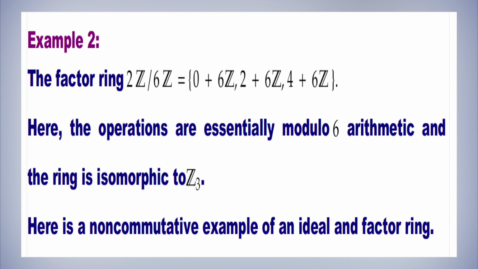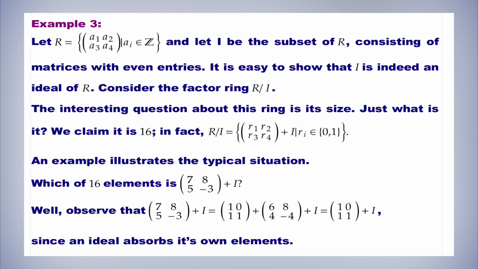Here is a non-commutative example of an ideal and factor ring. Example 3: let R be the set of all 2 by 2 matrices with entries a1, a2, a3, a4 such that ai belongs to Z, and let I be the subset of R consisting of matrices with even entries. It is easy to show that I is indeed an ideal of R. Consider the factor ring R/I. The interesting question about this ring is its size. Just what is it? We claim it is 16.